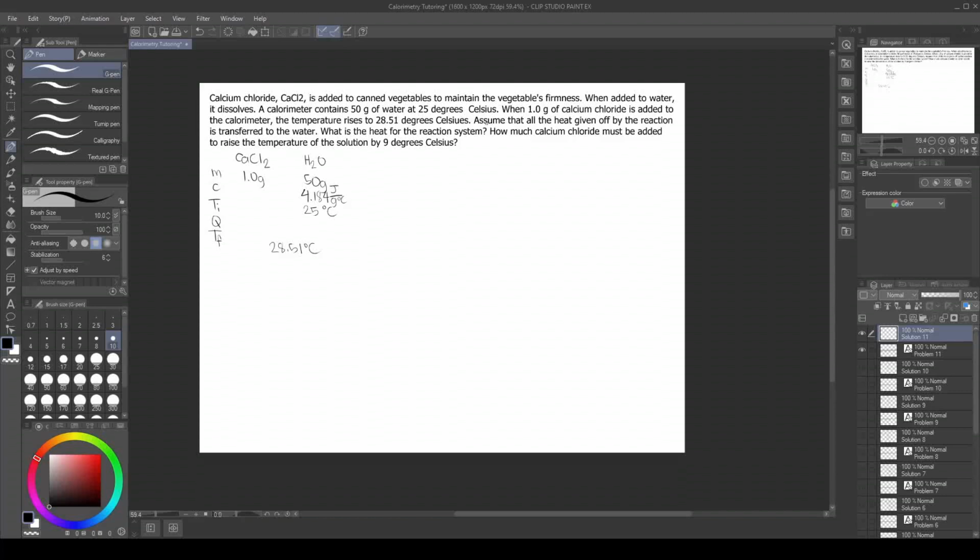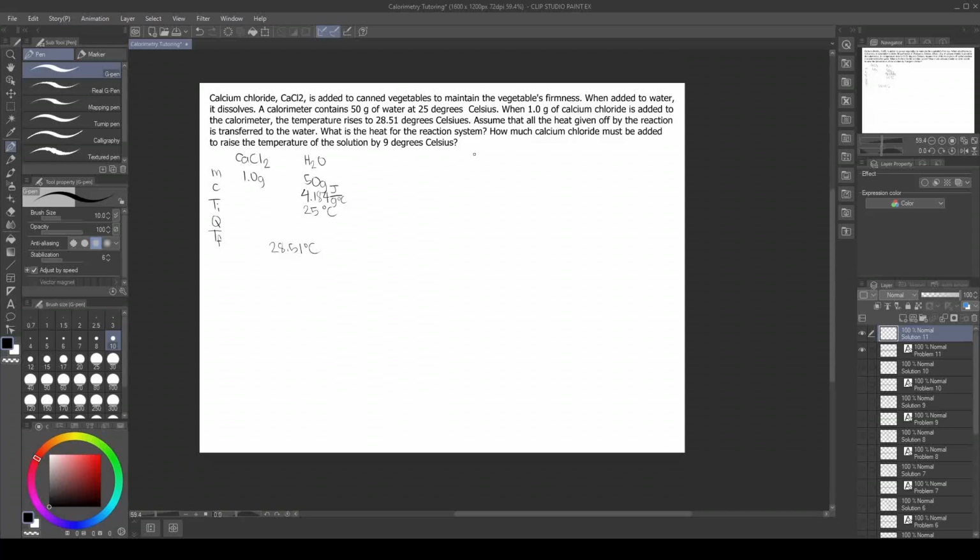A calorimeter contains 50 grams of water at 25 degrees Celsius. When 1.0 grams of calcium chloride is added to the calorimeter, the temperature rises to 28.51 degrees Celsius. Assume that all the heat given off by the reaction is transferred to the water. What is the heat for the reaction system? How much calcium chloride must be added to raise the temperature of the solution by 9 degrees Celsius?